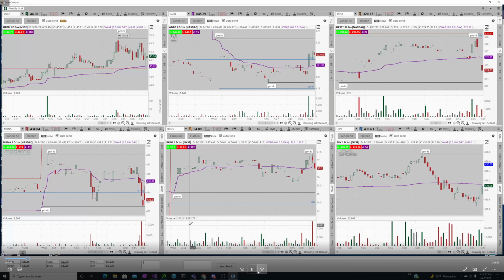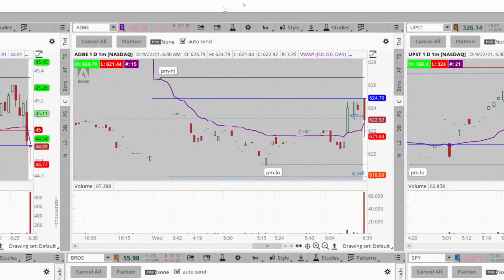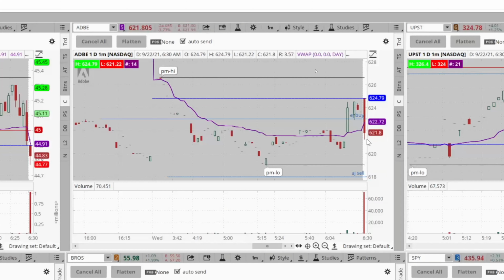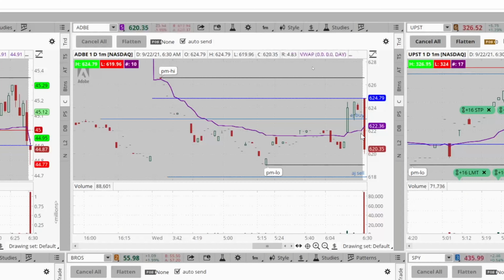Let's see what it looks like when the market opens. So there we go. There are a few seconds before the market opens. Let's zoom in onto Adobe. So as you can see, Adobe is making a drop first, and I was waiting for the 1 minute open range breakout.